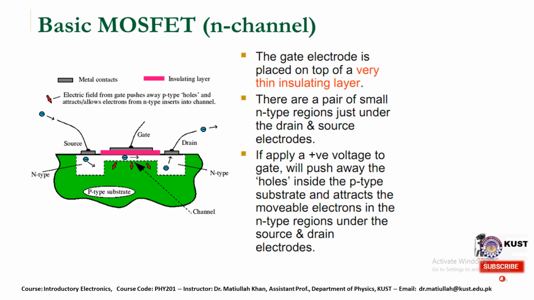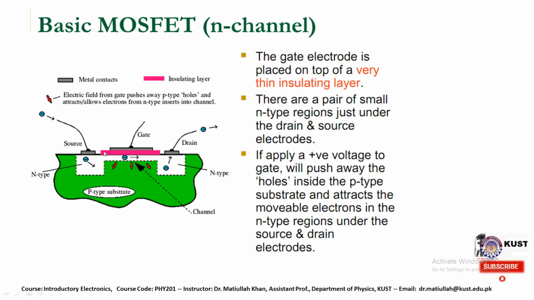Let's come toward the basic structure of the MOSFET, how the different parts are made and what the role of each part in this structure is. The source, the drain and even the gate are all made from a type of metal contacts. So this is a metal contact with the surface, for the source, for the drain and for the gate. This part is an insulating layer that can control, and this is the p-type substrate.